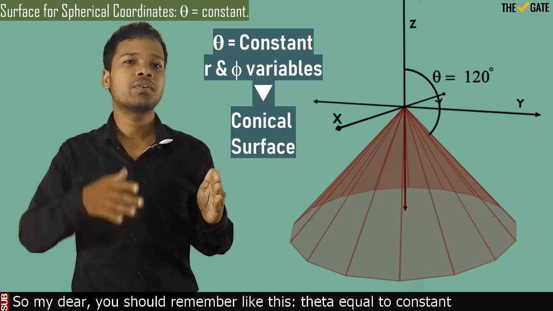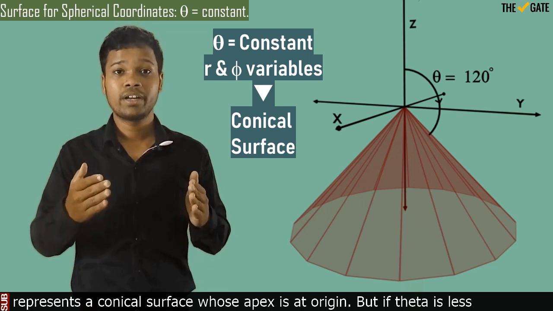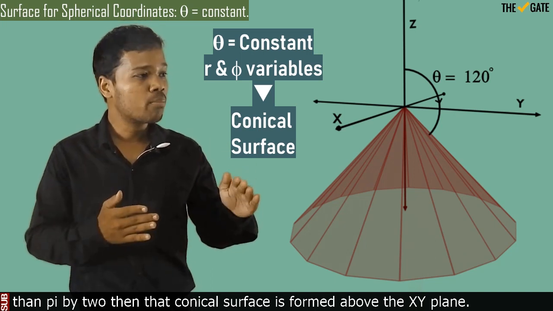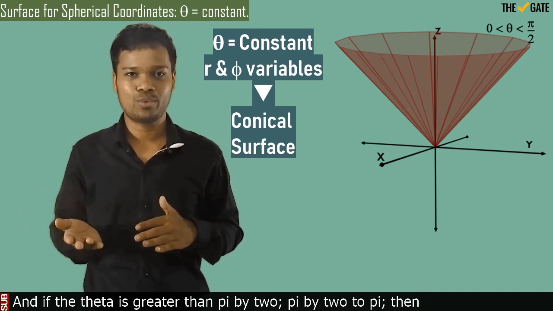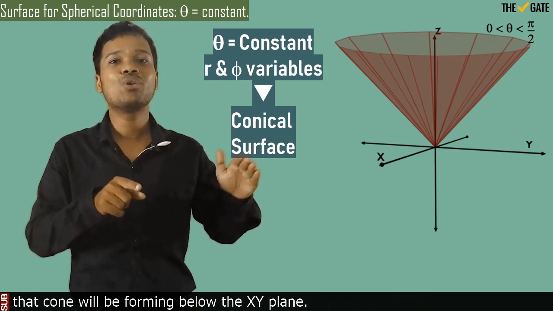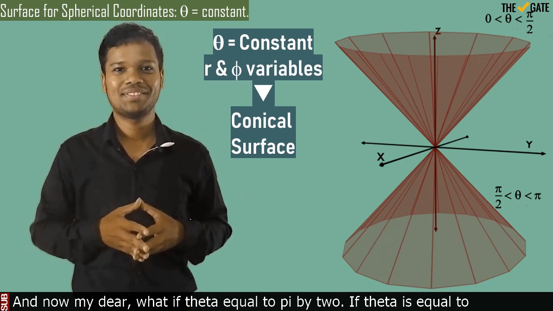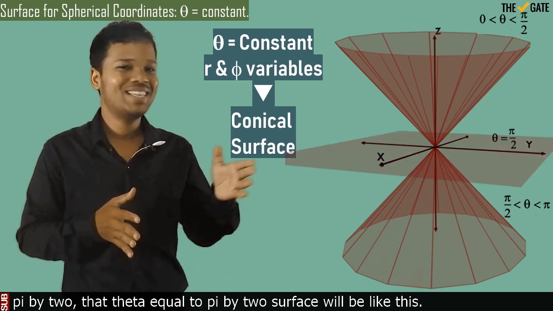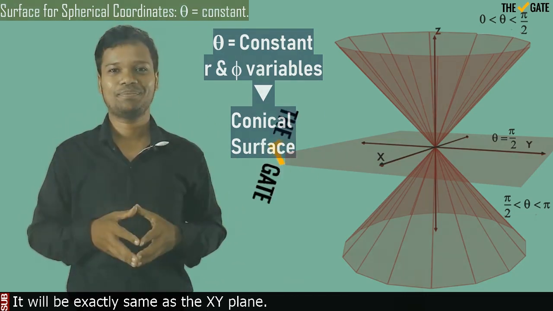So my dear, you should remember like this. Theta equal to constant represents a conical surface whose apex is at origin. But if theta is less than pi by 2, then that conical surface is formed above the xy plane. And if theta is greater than pi by 2, up to pi, then that cone will be formed below the xy plane. And now my dear, what if theta equal to pi by 2? If theta equal to pi by 2, that surface will be exactly the same as the xy plane.